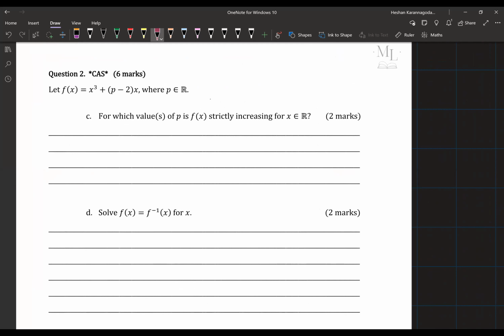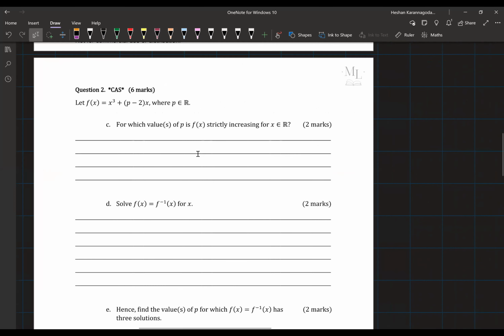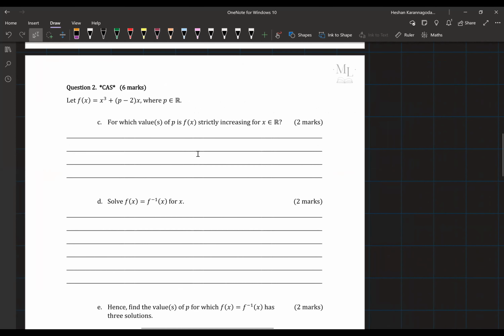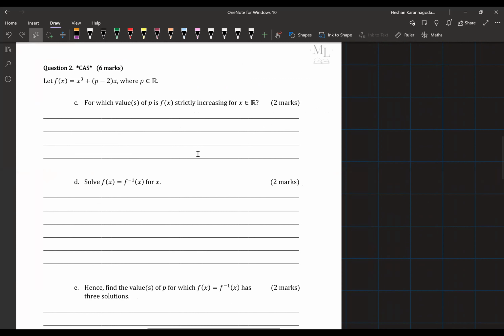Okay, so question 2. This one actually includes the CAS. Most people use the Casio ClassPad, so we'll use that in this case, but you could do exactly the same thing on the TI as well. The functionality is very, very similar between the two.